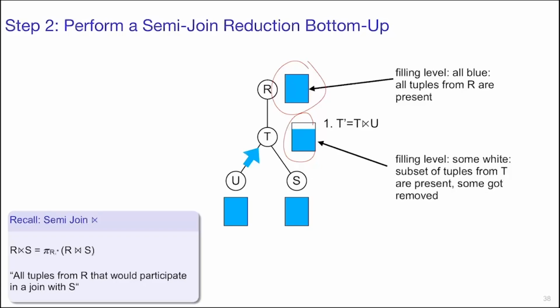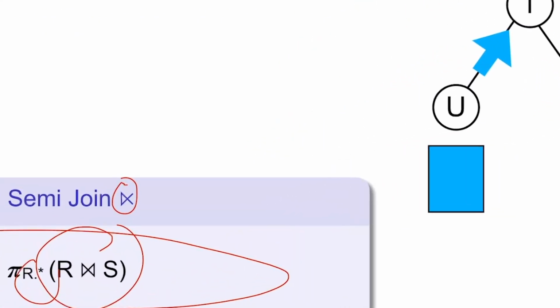A semi-join, I wrote the definition here as a repetition again. It's just the inner join projected to the tuples from the left input relation. That's the left semi-join, left semi-join because here it is closed. And there's also the right semi-join. That's the left semi-join because here this is closed, and here it's open. That's a difference to the standard join symbol we use.